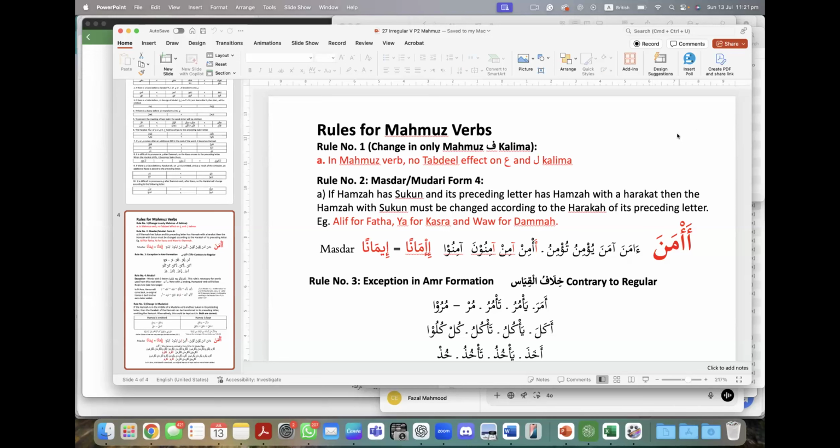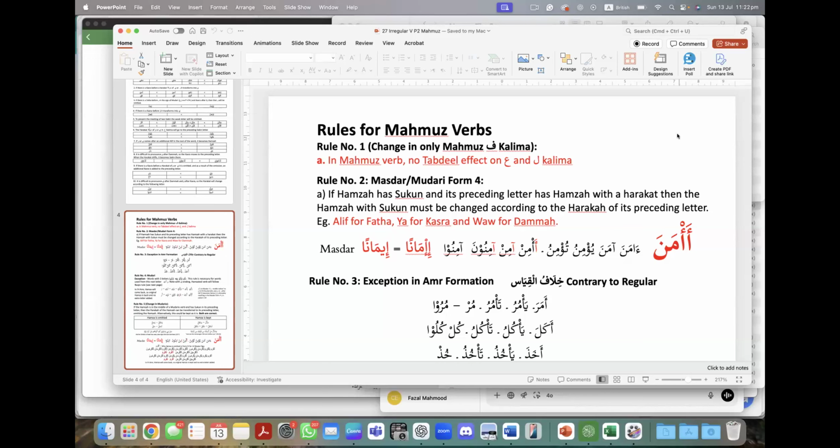Then the Amr of sa'ala, there's a little twist there. It could be both is'al and sal. Now, good students, clever students, wait for it. You will learn it during this session, not today, in the next few classes. Why are they different? How do they become different? And some examples in Quran. So sa'ala, and the third Mahmuz verb example is qara'a. Amr is iqra.